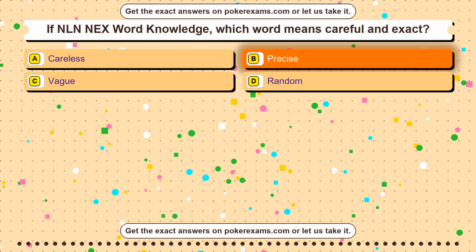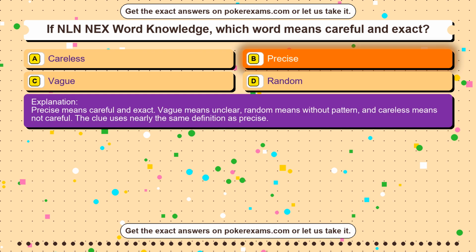Precise. Precise means careful and exact. Vague means unclear, random means without pattern, and careless means not careful. The clue uses nearly the same definition as precise.